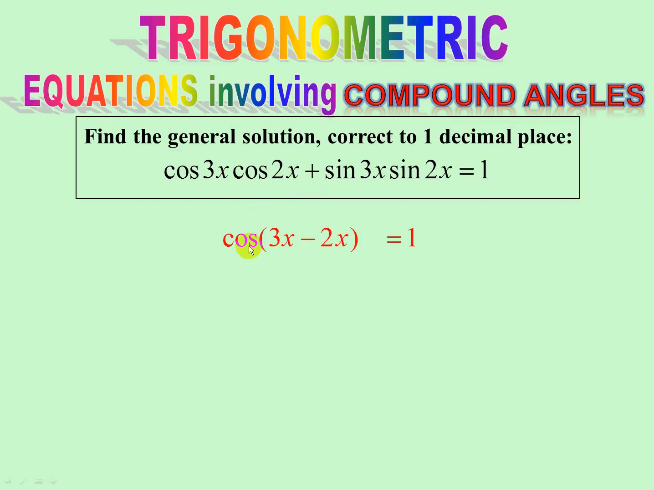To solve this, we must get general solution, because cos is selfish, so we have to eliminate cos by getting a general solution. In fact, 3x minus 2x becomes x. So therefore that makes it straightforward. There we are. X is K360. We've already talked about that before.